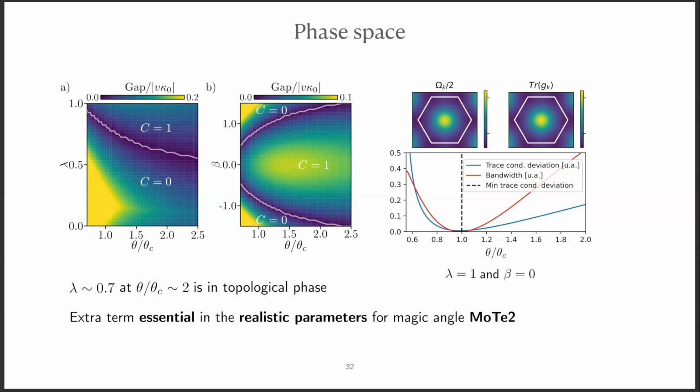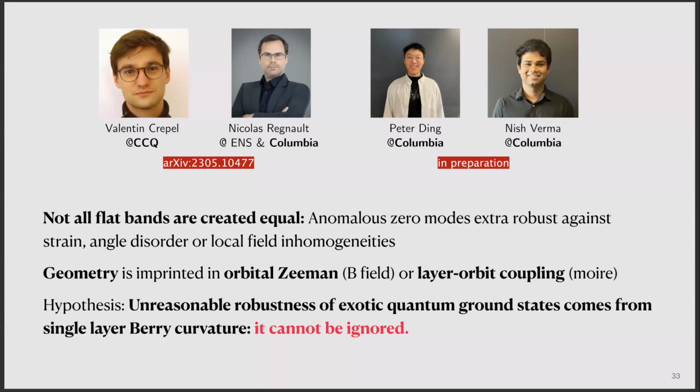where you have this nice ideal relationship between the trace of the quantum metric and the Berry curvature, for those that are interested in this problem. So yeah, that's all I wanted to tell you. Basically, it is important to consider the single layer geometry in the moiré problem. That geometry will enter if you just have a magnetic field, it will enter in orbital Zeeman shifts, but that will be responsible for something like a layer-orbit coupling in the moiré problem.